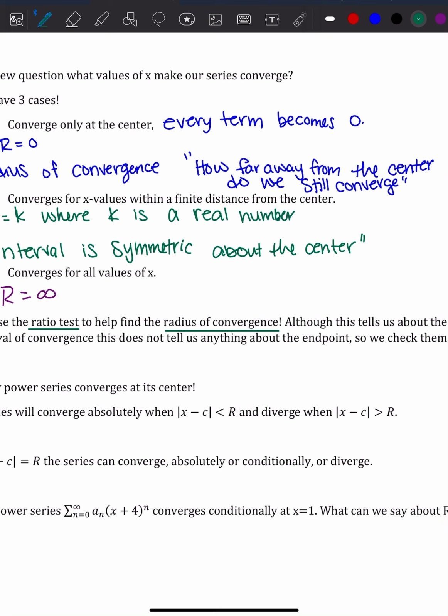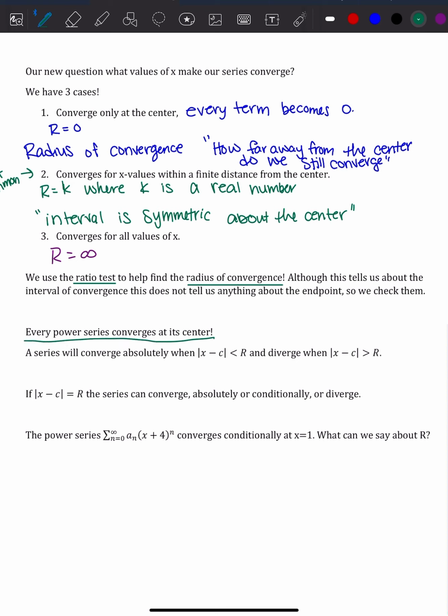Although this tells us about the interval of convergence, this does not tell us anything about the endpoints, and we have to check those separately. So just like when we have to do anything else, this only tells us about everything up to that point, but it doesn't tell us about that very end point. And that's something that we're going to have to then plug in and solve for on our own. Every power series converges at its center. So at the very least, we're going to have that case number 1 where r is equal to 0, and we converge at the center.